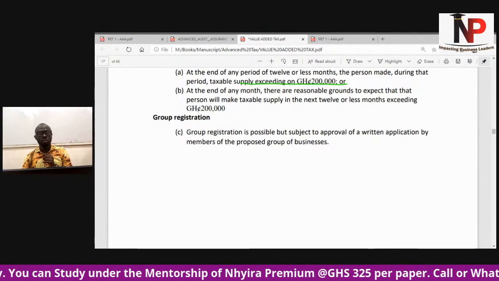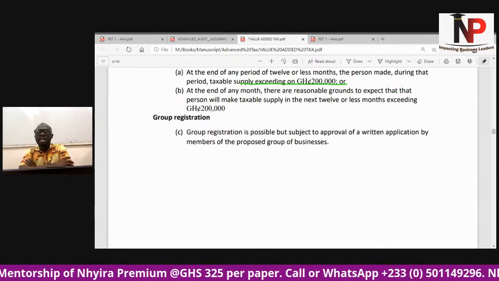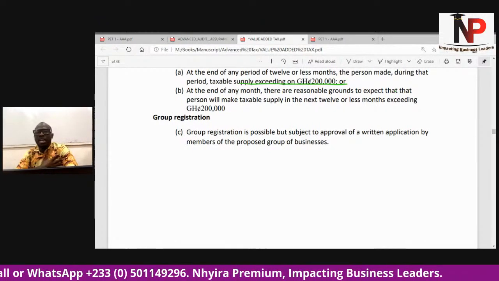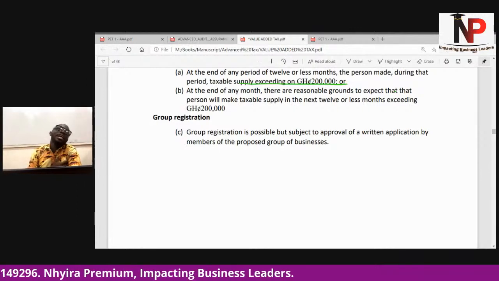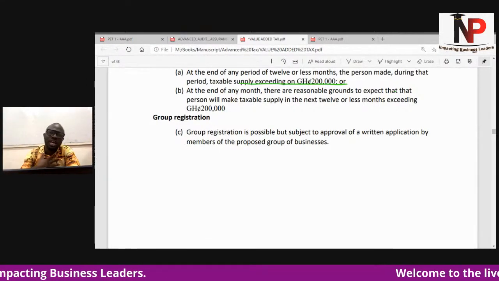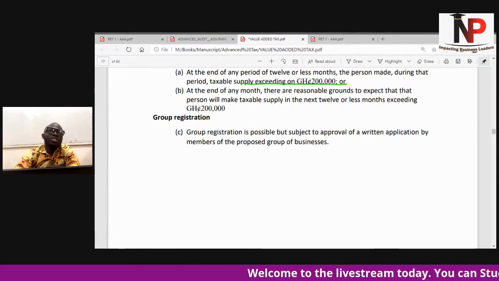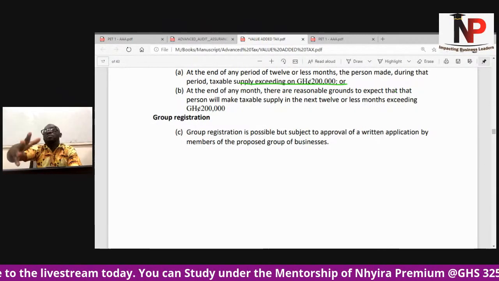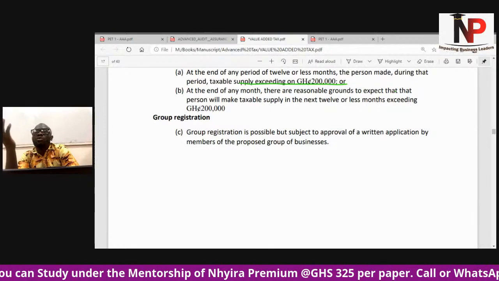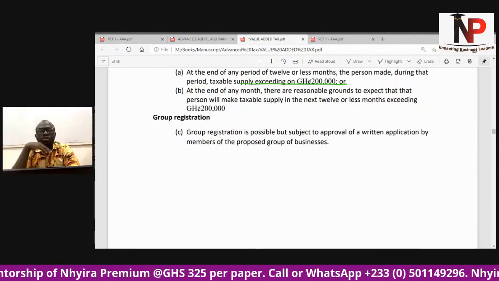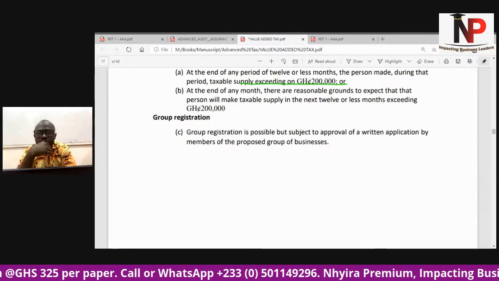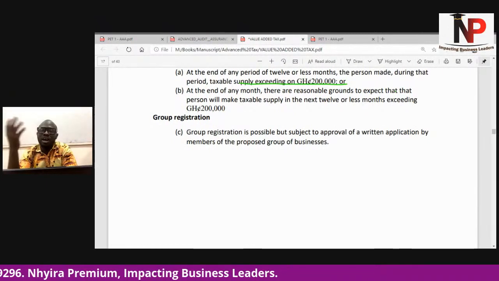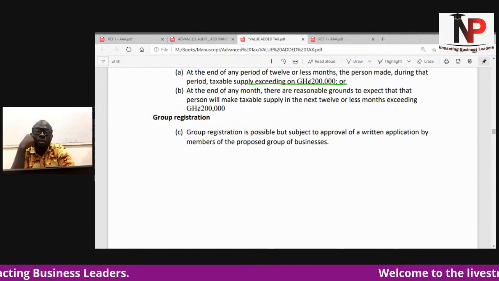Group registration is possible, but subject to approval of a written application by members of the proposed group of businesses. So probably I'm selling something. Let's give an example. Let's say that maybe I have a shop and I deal with sanitary pads. Let's say you have a shop and you are selling, what will you sell? Maybe you are selling chocolates, and then maybe somebody also has a shop and the person is selling whatever, let's say drinks or cloth. But then each of us, our sales is not 200,000 in a year, man. That's a huge amount of money, but we don't have it. So we can come together and form a group.